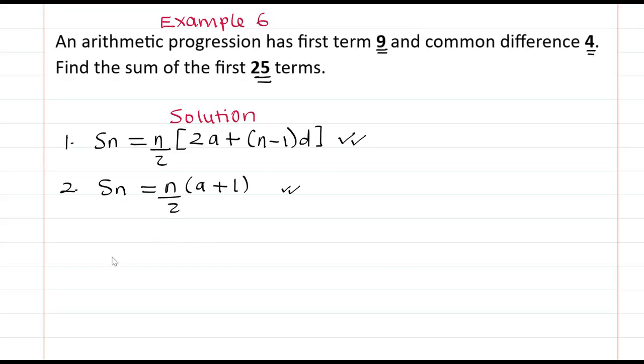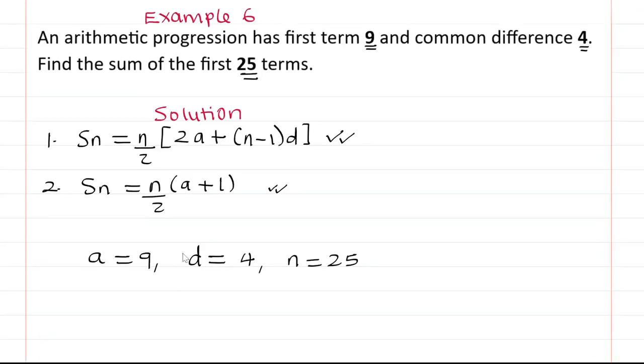So let us collect our data. Our first term a is 9, our common difference d is 4, and then the number of terms in question is 25. We shall start by getting the last term because we have a, the first term, we have n, the number of terms, and then we need to find the last term l.